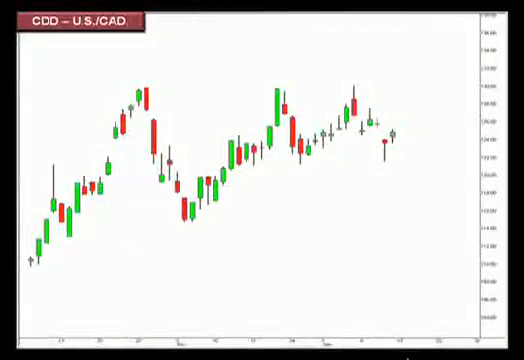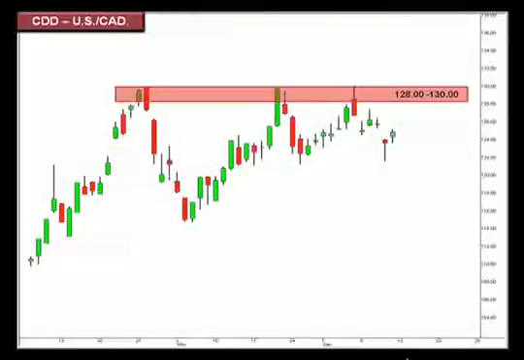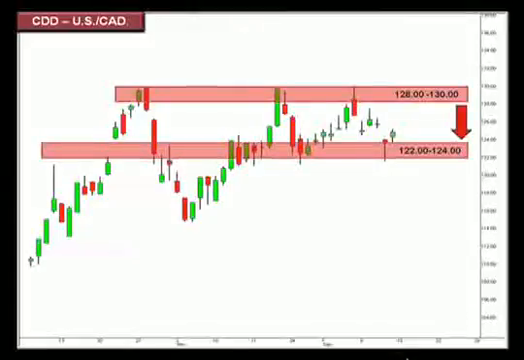First up, the ISE FX Options Pair Value CDD, which reflects the US dollar against the Canadian dollar. We saw another rejection at the 128 to 130 focal zone that we have had on our radar since mid-October. Last week we suggested that the 122 to 124 area represented a key level of support, and as we can see here, the pair value attempted to push lower but recovered Friday to close back above this zone.